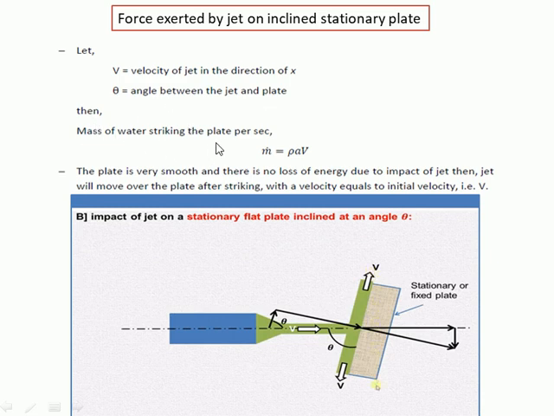Then the mass of water striking the plate per second, m dot, is equal to rho a v, where rho is the density of the water, a is the cross-section area of the jet and v is the velocity of the jet. The plate is very smooth and there is no loss of energy due to impact of the jet. Then the jet will move over the plate after striking with a velocity equal to the initial velocity, that is v. These are the components of the velocity. v is the velocity of the jet. This is the angle theta and this angle is 90 minus theta. So this component comes out to be v sin theta and this component is v cos theta.